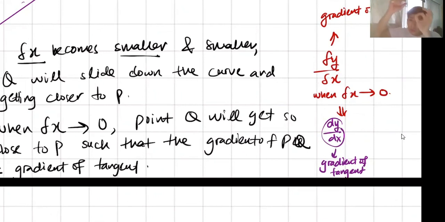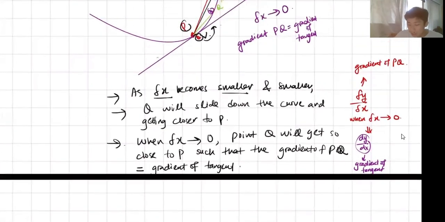You understand? When P and Q get so close, Q at first is on top. Now it moves closer and closer and closer until they are so close. When it approaches 0, they are almost like one point already. And the gradient of the line between them is actually the gradient of the tangent. You can imagine it, which is a good thing. If you cannot, never mind, try to understand it. You understand?